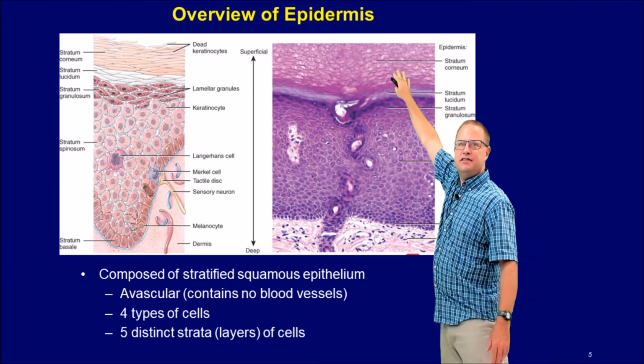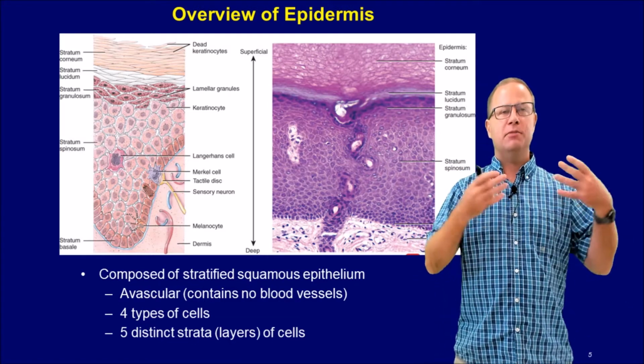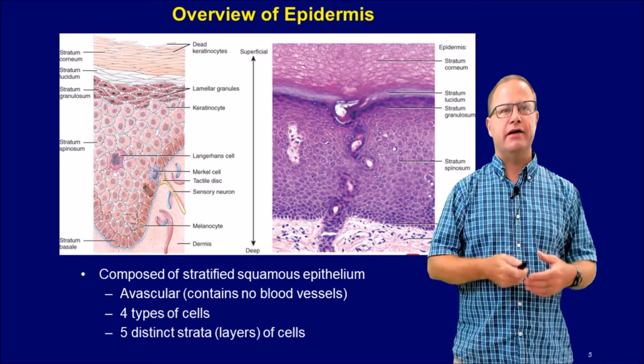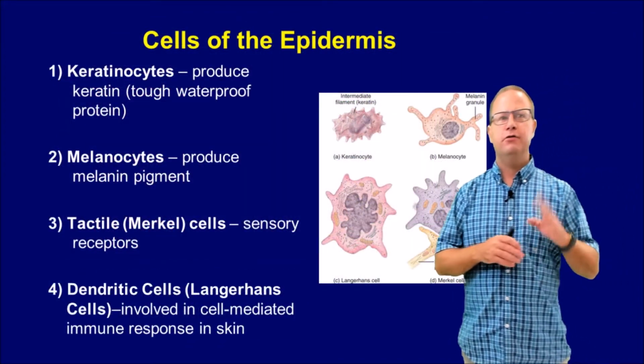As a result, these cells are actually dead, and we'll talk about why in just a little bit. But suffice it to say, the epidermis is made up of lots and lots of layers of cells. Okay, so the cells of the epidermis include four main types.